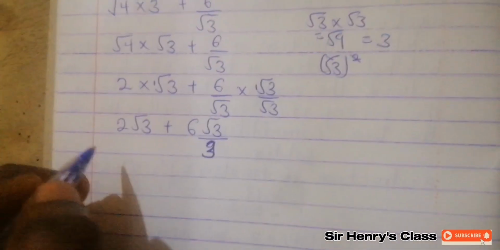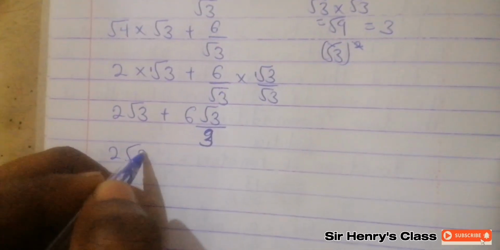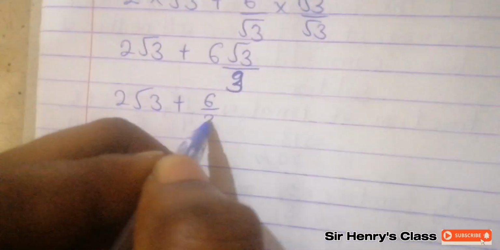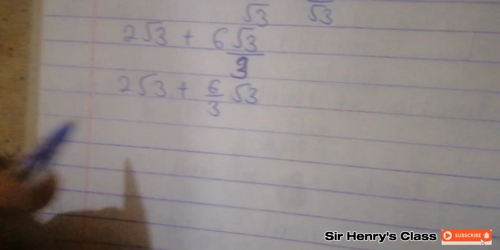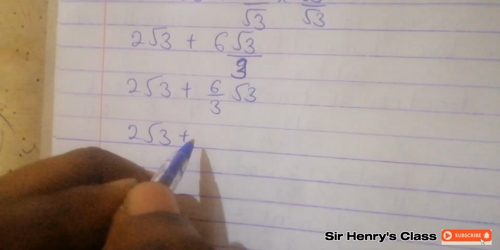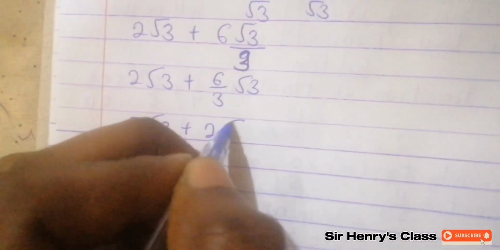So now we have 2 root 3 plus, this can be expressed as 6 root 3 over 3. Now 2 root 3 plus 6 root 3 divided by 3, that is 2 root 3.